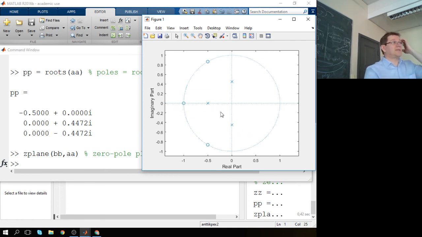What would you say if this was some sort of filter? Is it a good filter or bad filter? Can you say? That's a crappy filter. Quite crappy actually. Unless this is exactly what I wanted.